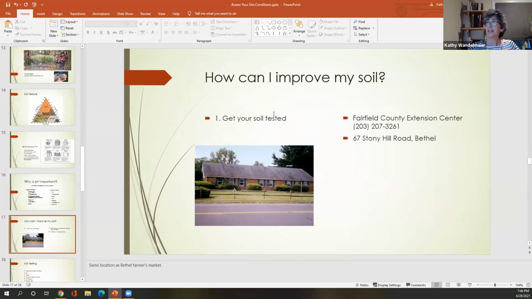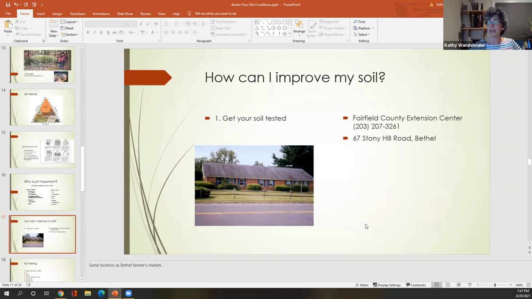So the upshot of all of this is that you don't want to be mucking around trying to find out how much sand and silt and clay you have in your soil, or trying to figure out whether it's a boron deficiency or manganese deficiency on your own. It's pretty hard to do. You want to get your soil tested.